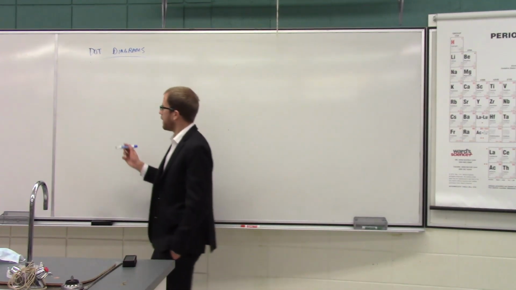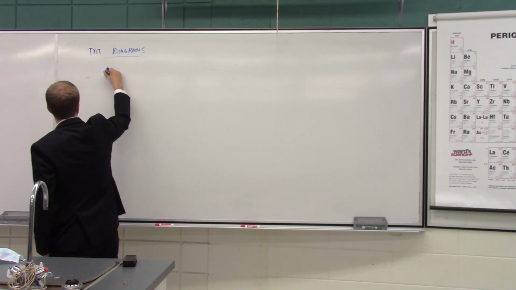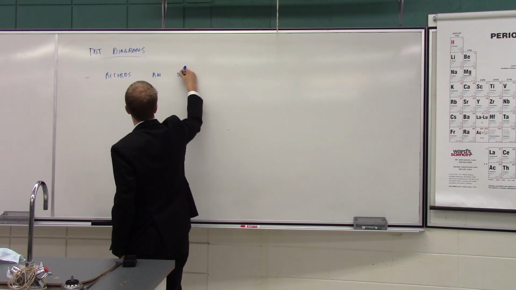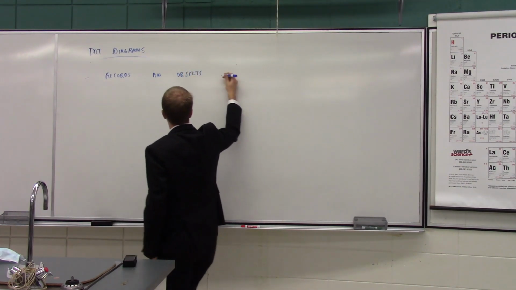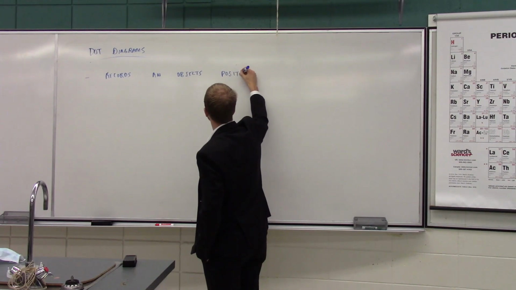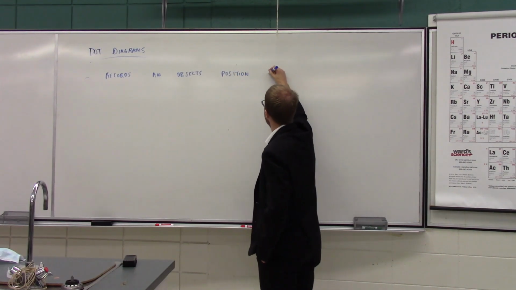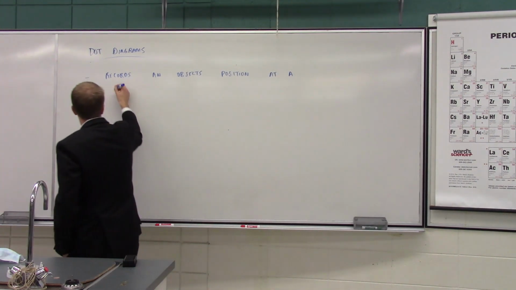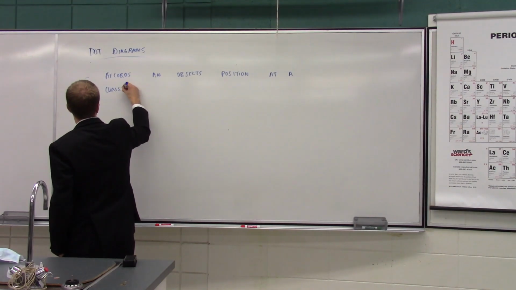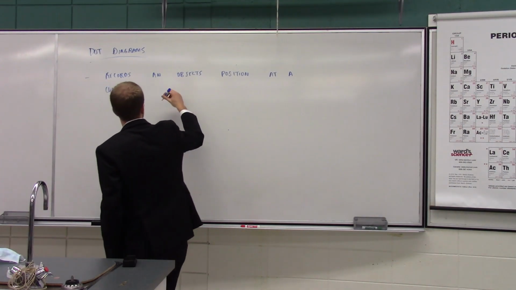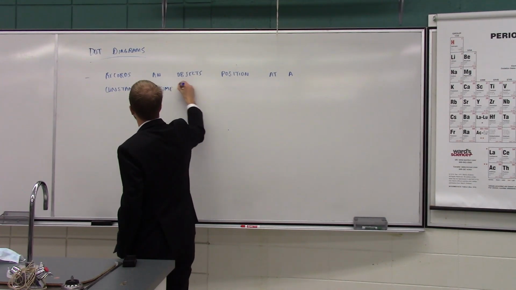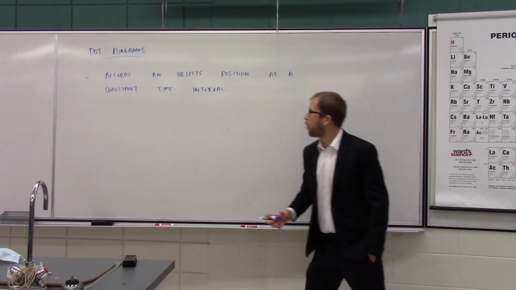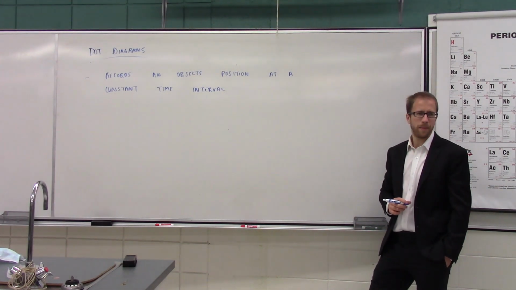So what is a dot diagram? Well, a dot diagram records an object's position at a constant time interval. So it records an object's position at a constant time interval.